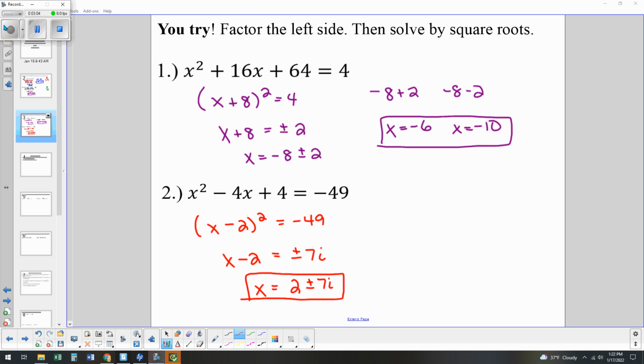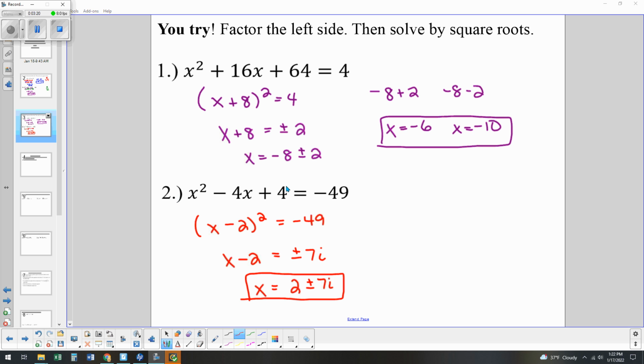So let's check these. For number 1, the two numbers that multiplied to positive 64 and added to positive 16 were 8 and 8. So we had x plus 8 squared equals 4. Take the square root, get plus or minus 2. So negative 8 plus or minus 2 gives us negative 6 and negative 10.